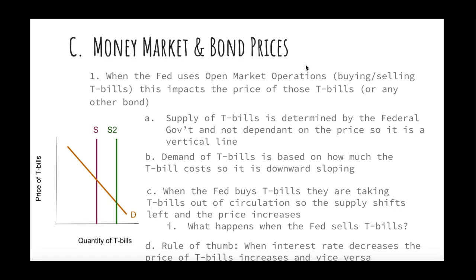Okay, so general rule of thumb: when we talked about the interest rate in the money market, the interest rate on short-term financial assets, when the interest rate decreases, the price of the treasury bills increases, and vice versa. The shortcut is that if the interest rate in the money market goes up, the price of the T-bills goes down. When the interest rate in the money market goes down, the price of T-bills goes up.